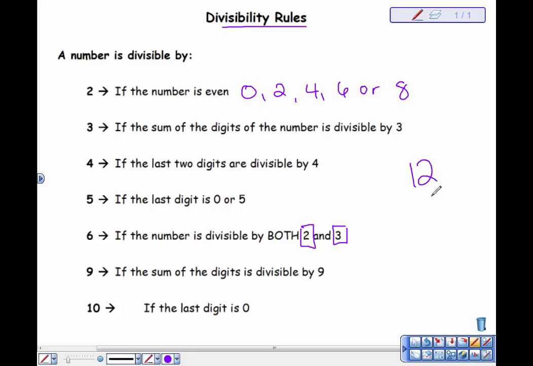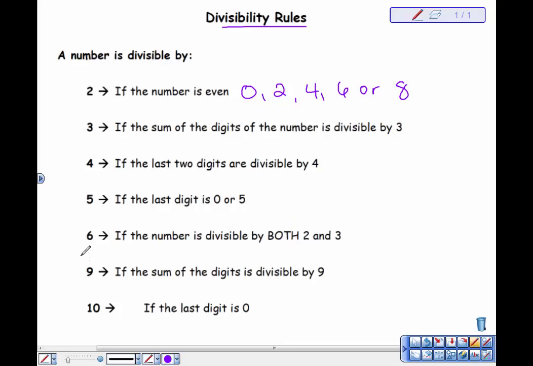12 can be divided by 2 because it ends in an even number. And if I add 1 and 2 together, that gives me 3. So that can be divided by 3. Since 12 can be divided by 2 and it can be divided by 3, 12 can also be divided by 6. And we'll practice these in a few seconds, so don't get overwhelmed.